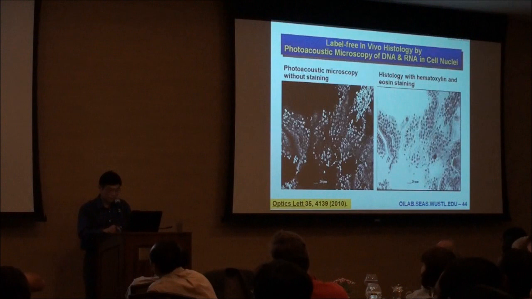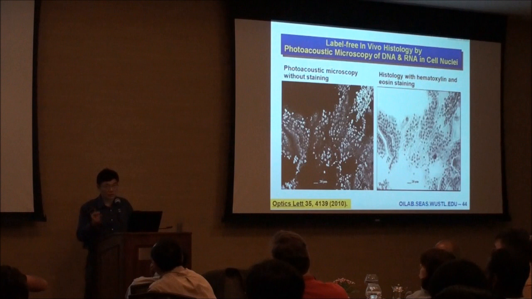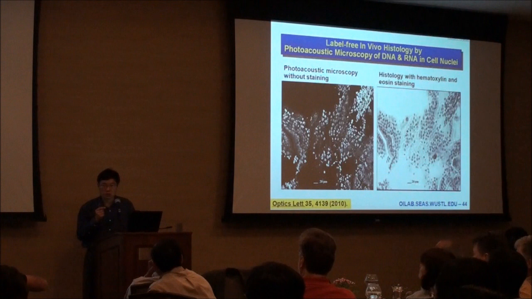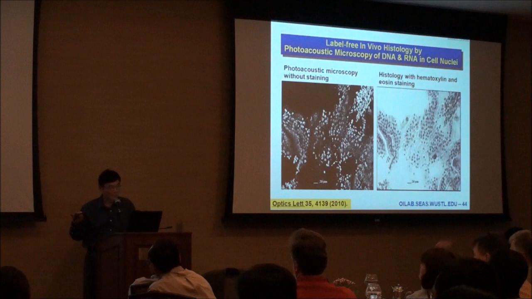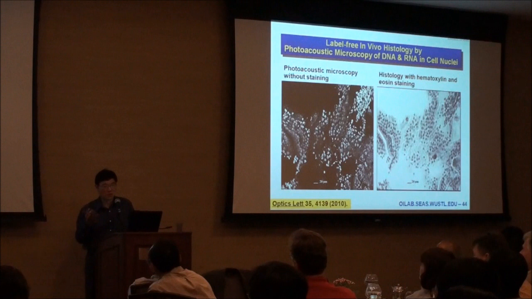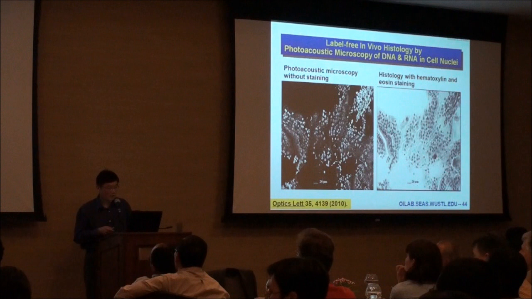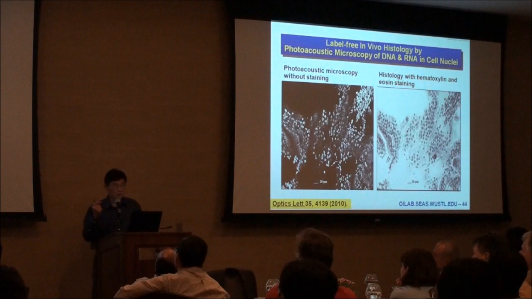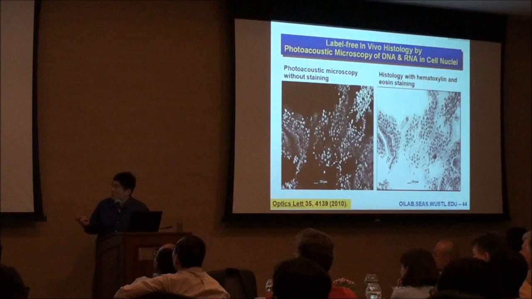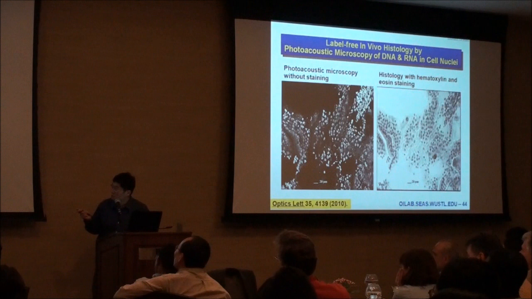Right. We can also try to image cell nuclei. I'm sure you've heard of histology or pathology, which means you have to cut the tissue away from the patient, slice them up, stain them, and then look at them under a microscope. Obviously, that's invasive. And what you do is you look at the cell nuclei distribution. So we ask ourselves the question, can we do histology in vivo and look at the cell nuclei distribution? And what we did was to target DNA and RNA absorption. As we know, cell nuclei have high concentrations of DNAs and RNAs.